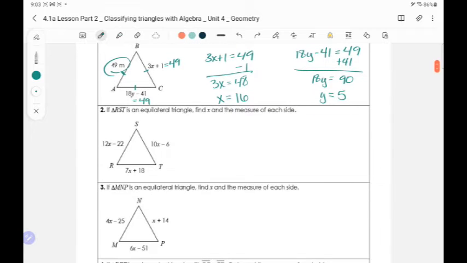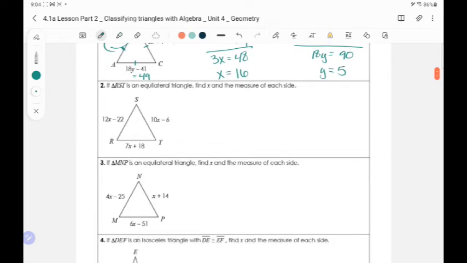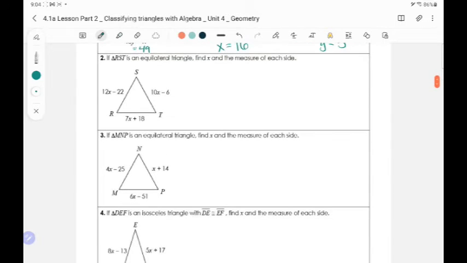Let's go to the next problem and see if we should do that one together. Number 2, if triangle RST is an equilateral triangle, find x and the measure of each side. So what's going to happen here? Once I find x, I need to know the length of the sides of the triangles, right? So I feel like you can do this one because it's just like the first one, except we have to do one more step. Once you find x, you've got to find the value or the length of each side of the triangle. You can do it. I believe in you. Number 3, MNP is an equilateral triangle. Find x and the measure of each side. That's exactly like number 2.